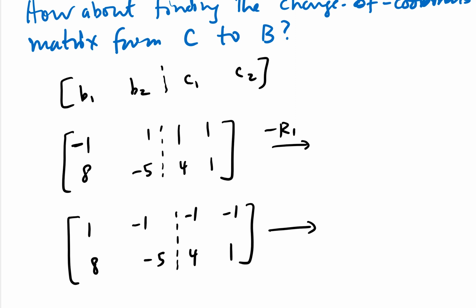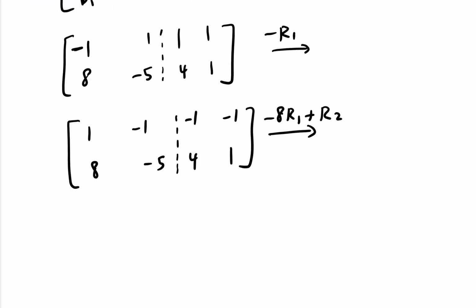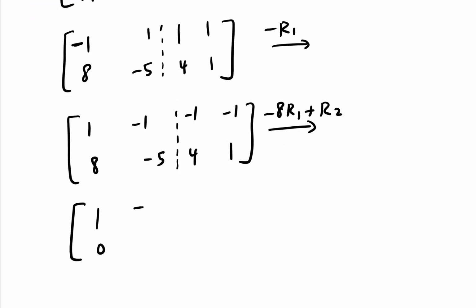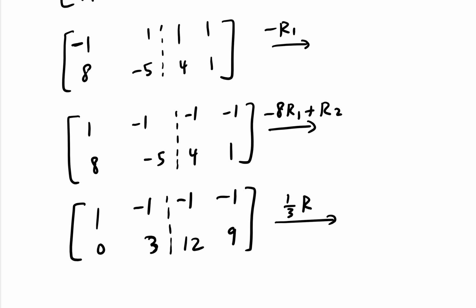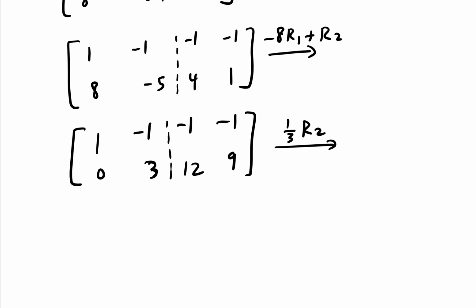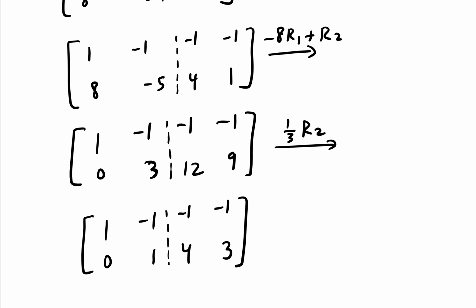Now I want to clean up the first column. We multiply the first row by negative 8 and add it to row 2 to clean up the first column. So that gives me 1, 0, negative 1, 3, negative 1, 12, negative 1, 9. Now I want to make that 3, 1, so I do 1/3 row 2. 1, 0, negative 1, 1, negative 1, 4, negative 1, 3.